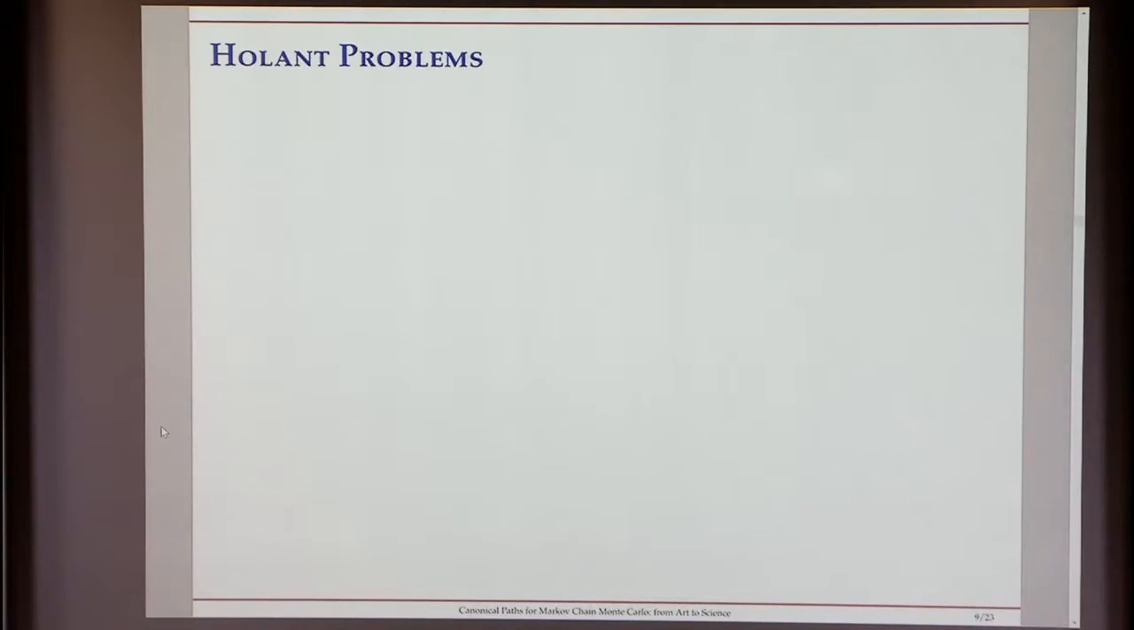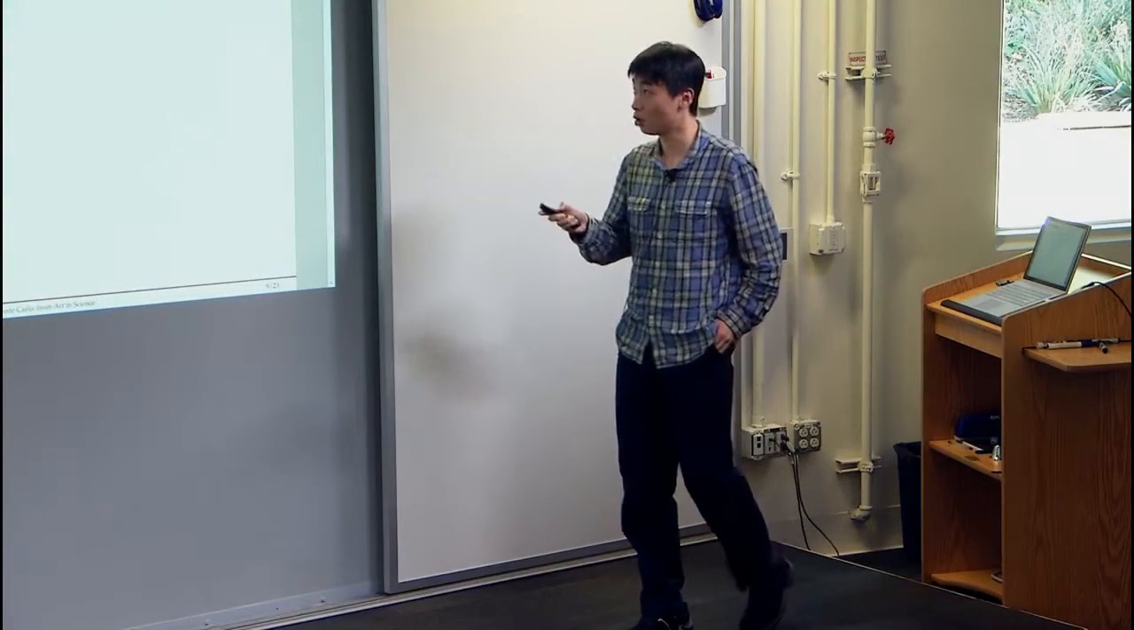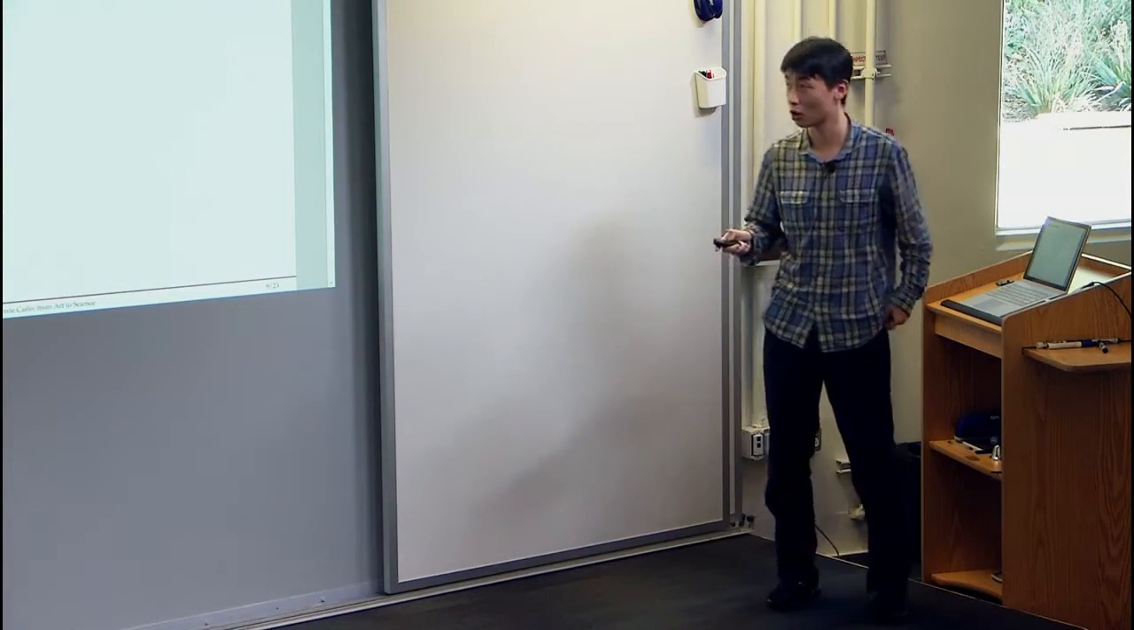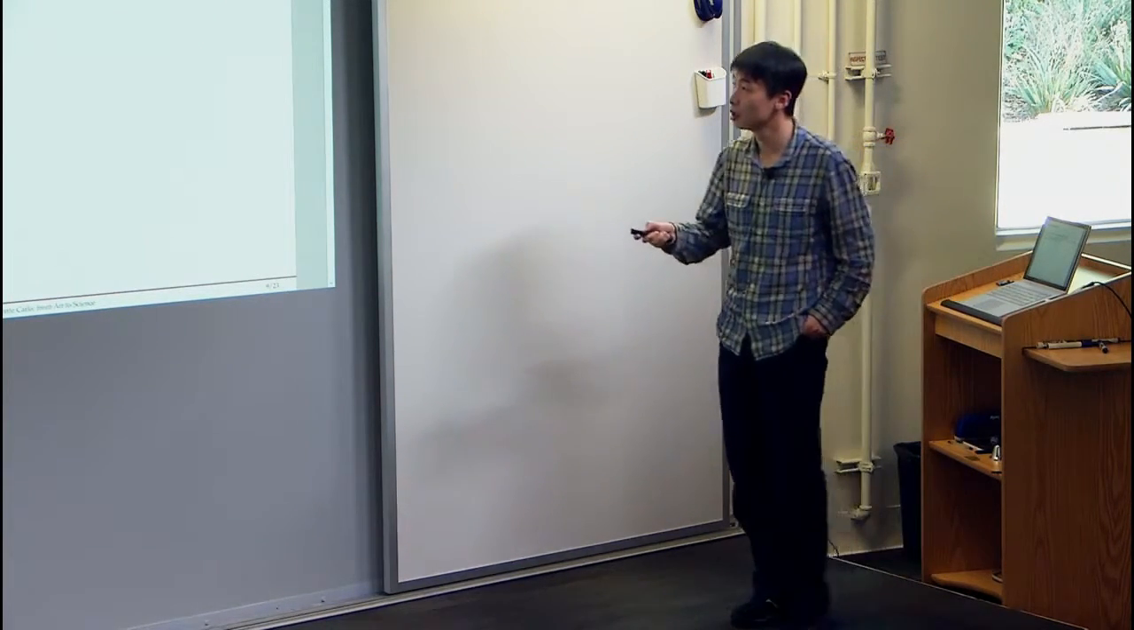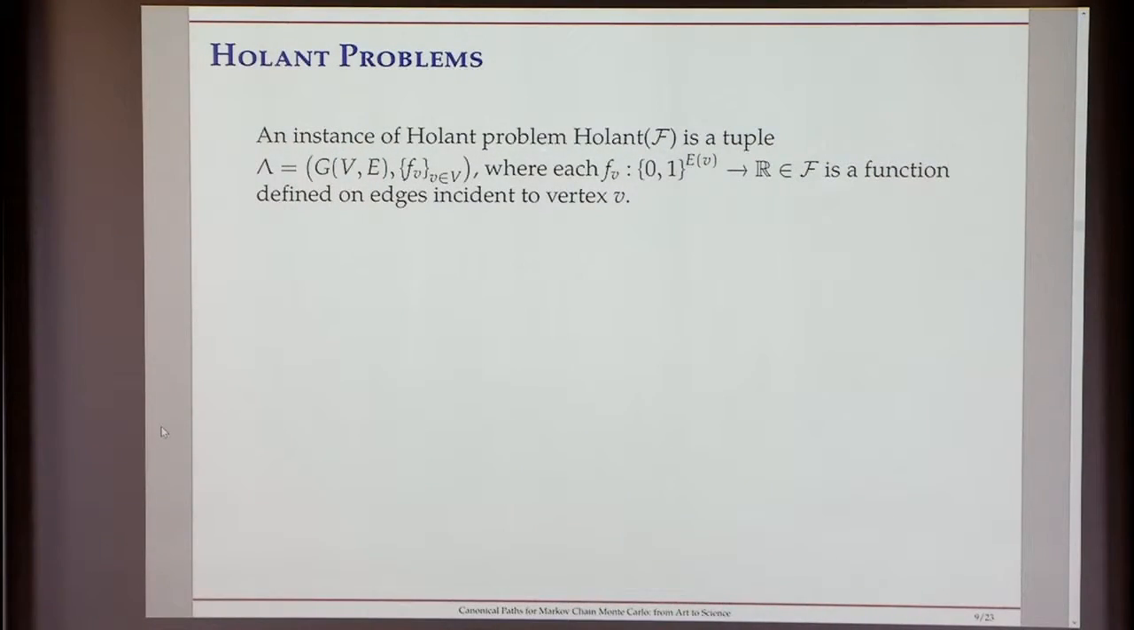So the framework we are going to work on is the HOLANT problem. I think in the previous talk we know what a HOLANT problem is. So here we consider a HOLANT problem specified by a family of functions. An instance is a graph G, and each vertex is associated with a function which is in this family. In this case, we only work on Boolean functions, just like the case of matching.